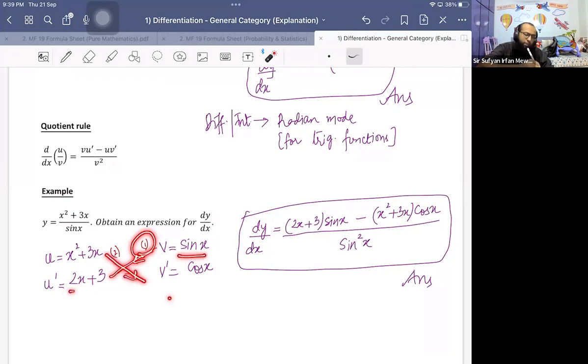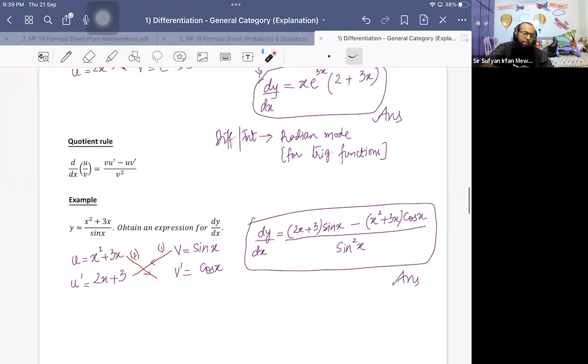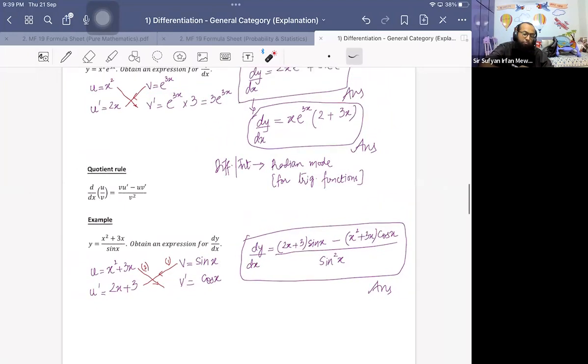So sin x into 2x plus 3 gives 2x plus 3 times sin x. I've kept 2x plus 3 within the brackets. And then cos x multiplied by x squared plus 3x. And in the denominator, we get v squared. So v was sin x, and squaring sin x will give us sin square x. So vu prime minus uv prime upon v squared. Now, we don't have to process it any further. We cannot process it any further. And this, therefore, will become our final answer.